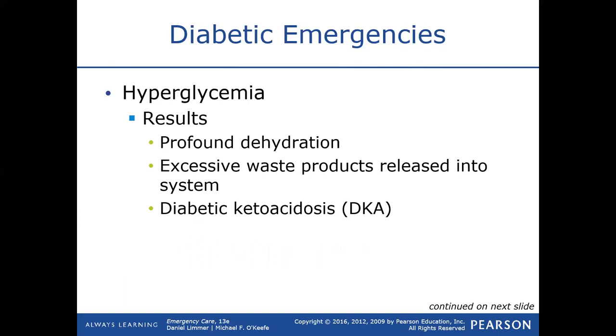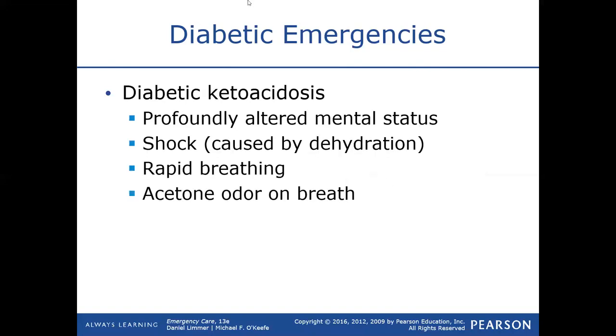So again, hyperglycemia, profound dehydration. So they could be very, very dehydrated. Excessive waste products are being released into the system, and diabetic ketoacidosis. Let's see if we have a slide about that. We do. Okay. Diabetic ketoacidosis. Now, this is a condition that is caused from long-term severe high blood sugar. And I say long-term, I mean days probably.